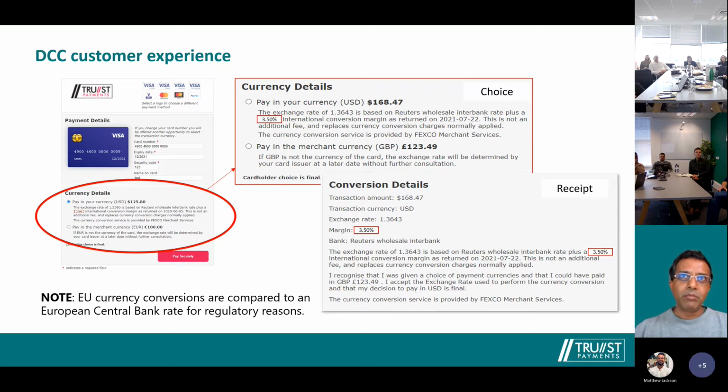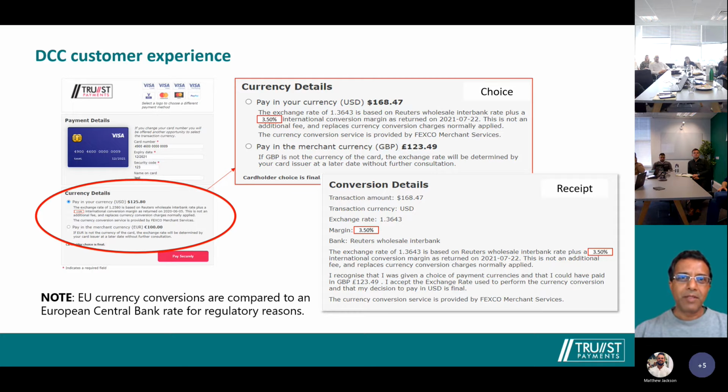Okay, so regulatory issues aside, you could argue that the customer is no worse off. The reality is they're better off because they can actually see it up front rather than waiting for the transaction to appear in their card statement or card account.